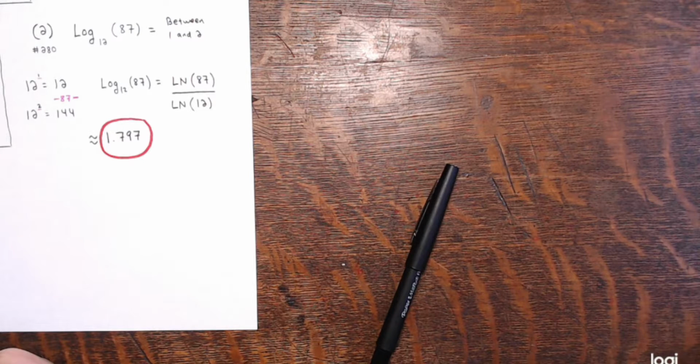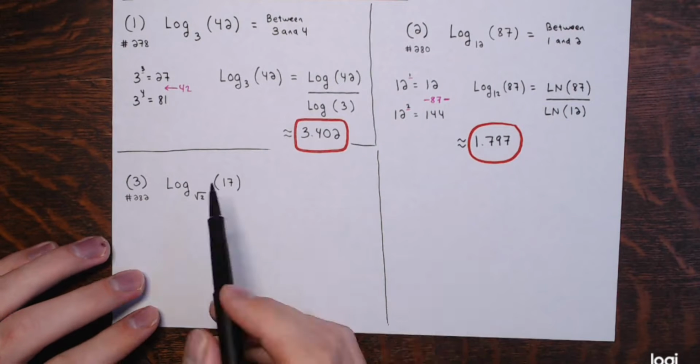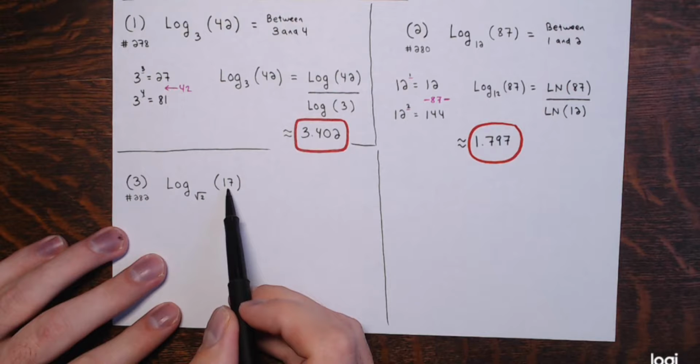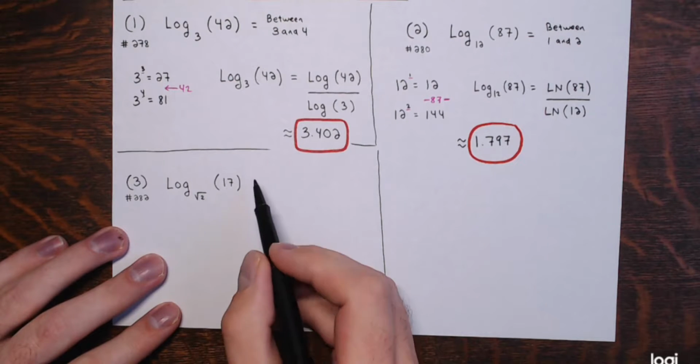And I got just one more of these, so I'm doing the same thing for each of them. All right, so this is the log base square root of 2 of 17. And the log base square root of 2 of 17.